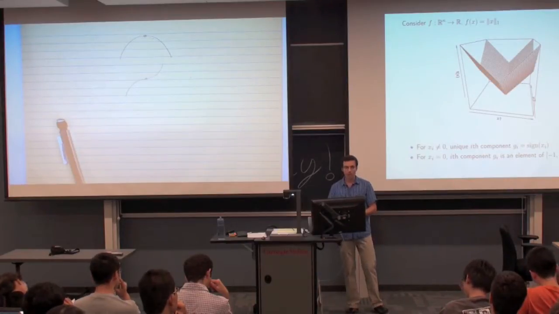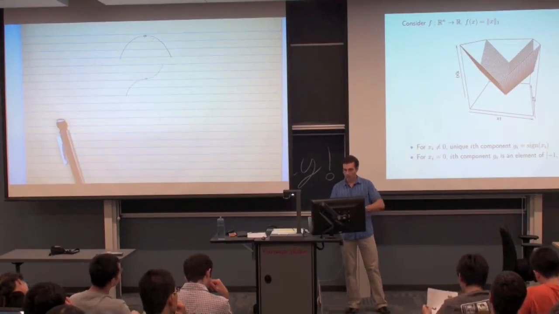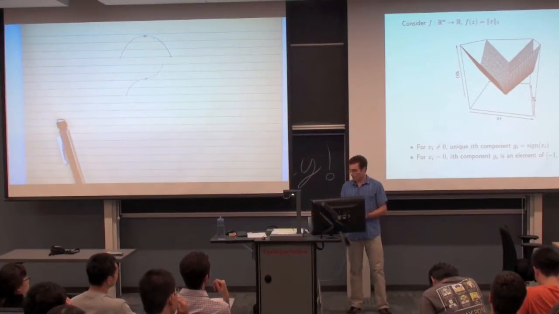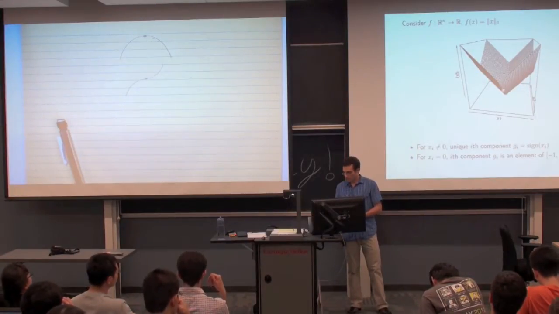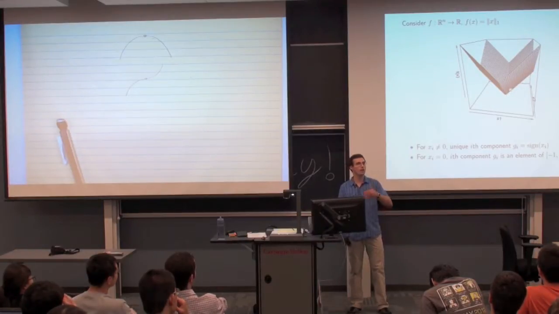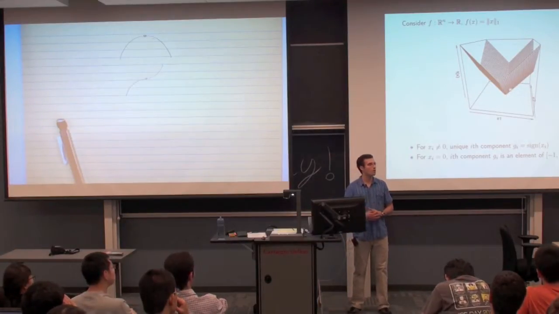Let's look at the absolute value of x when I add it up over components, or the L1 norm. This is what it looks like in 2 dimensions. It's not differentiable at more than just 0, because it has these kinks along the coordinate axes where it's not differentiable. So there's even more special cases for this function.